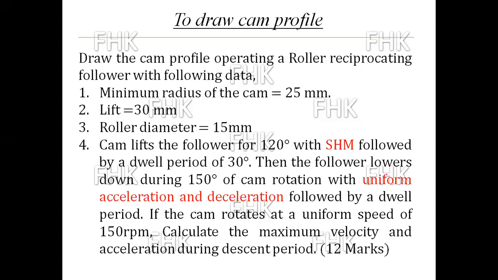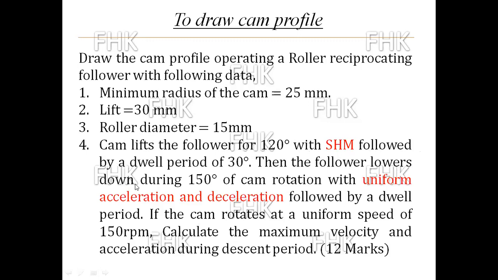Draw the cam profile operating a roller reciprocating follower with the following data. Minimum radius of cam is 25 mm. Lift or stroke is 30 mm. Roller diameter is 15 mm. The cam lifts the follower for 120 degrees with simple harmonic motion, followed by a dwell period of 30 degrees.